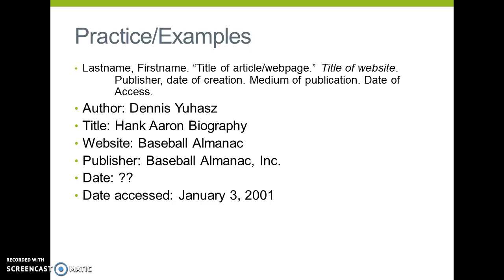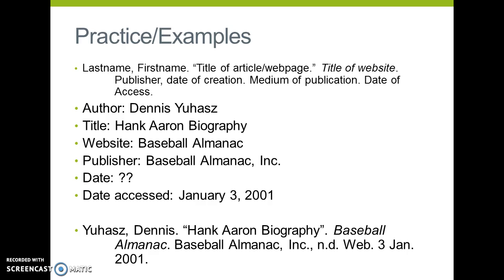Alright, let's do another one. So notice on this one that I'm missing the date it was created. So how do we do that? Well, it's the same as how we would do it in a book. We would use the abbreviation N.D., which stands for no date. Okay, so we have everything else besides the date. So this is what it would look like. Last name, comma, first name, "Hank Aaron Biography" in quotation marks, Baseball Almanac italicized, Baseball Almanac Incorporated, comma, N.D., because I don't have a date that it was published, web, and I accessed it on 3 January 2001.